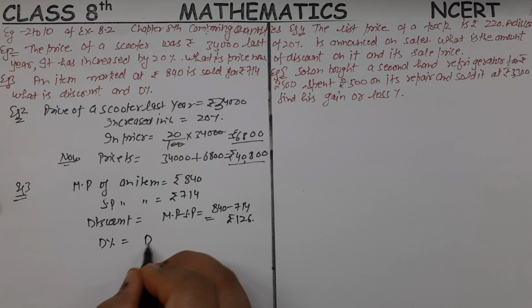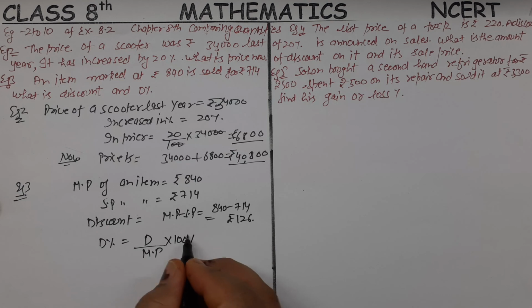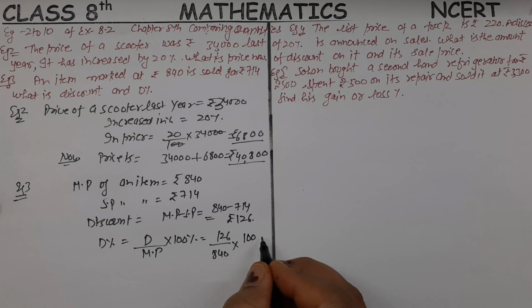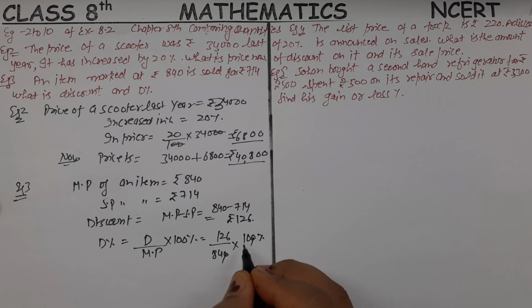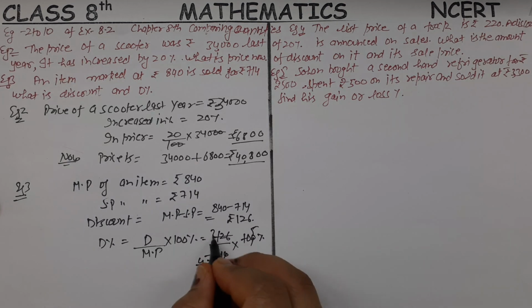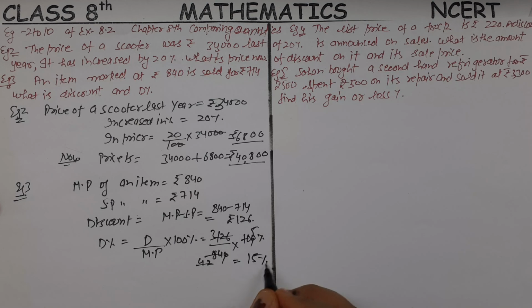Discount percent, apply the formula: discount by MP into 100%. Putting the values and now solving, we have 15%.